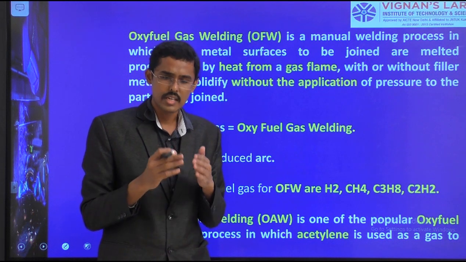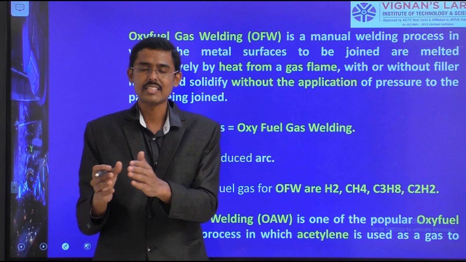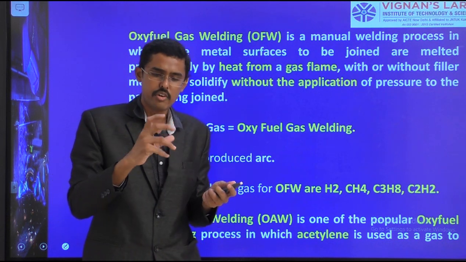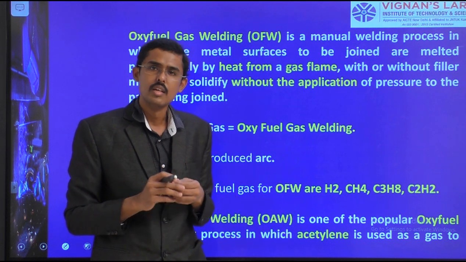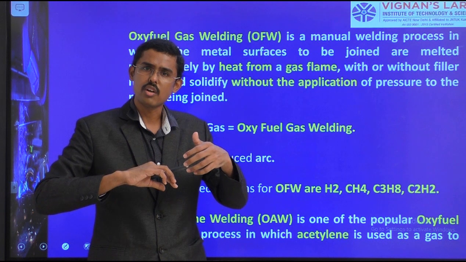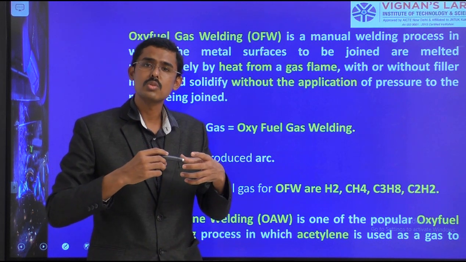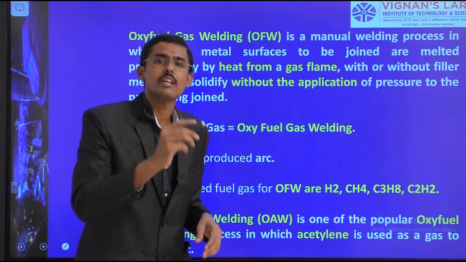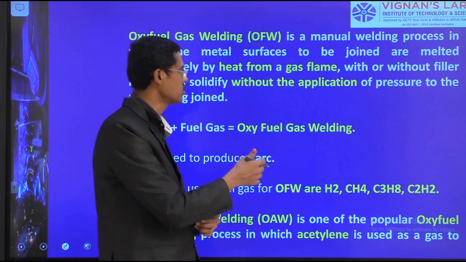We are going to use the same setup of the oxy-acetylene gas cylinder. When the nozzle is changed and the flame is set to a neutral flame, we can go for welding. When the same setup is changed to an oxidizing flame, we can go for cutting. When the same setup is changed to a carburizing flame, we can go for heat treatment or hardening processes. So that is how we are going to see it.